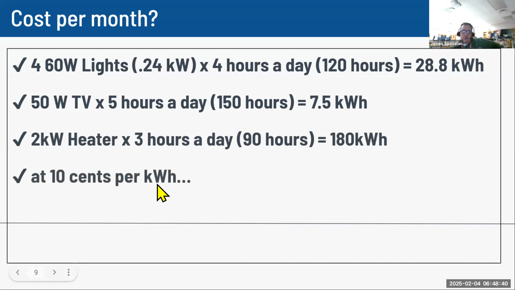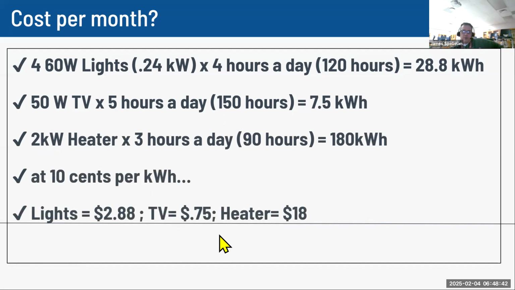So if each of these was at 10 cents per kilowatt hour, this would end up being the cost of each one of these. So the lights would be $2.88, because again, move the decimal back 1 place, basically, is what we're doing with these. The TV would be 75 cents, and the heater would end up being $18 a month for that.